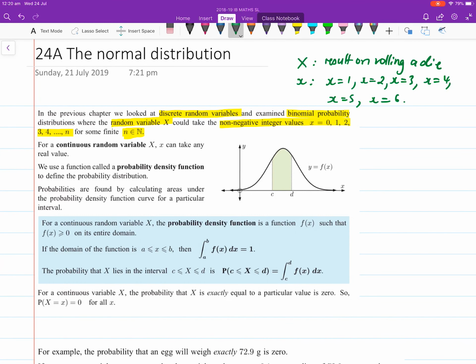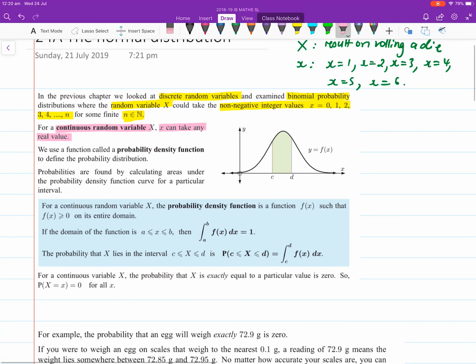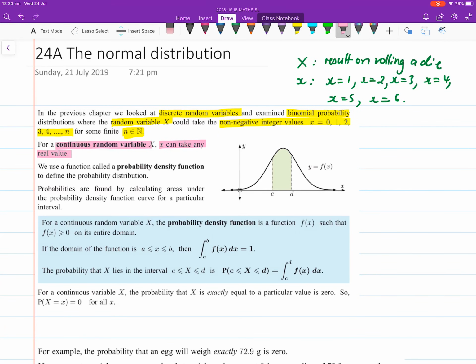Now we're looking at continuous random variables, more so. And little x can take any real value. So maybe one of the easiest examples to use is to think of height or weight. The value of x is not an exact integer number. The number is on a scale or a continuum. So it could be any decimal or fraction of a number between those integers. So that's your continuous random variable.